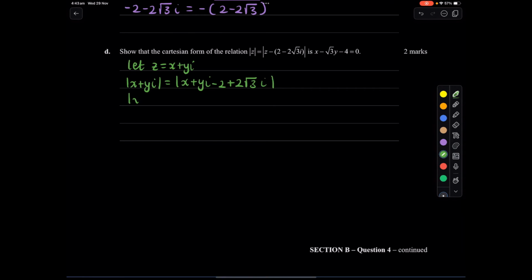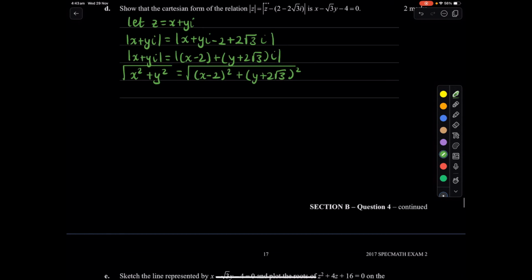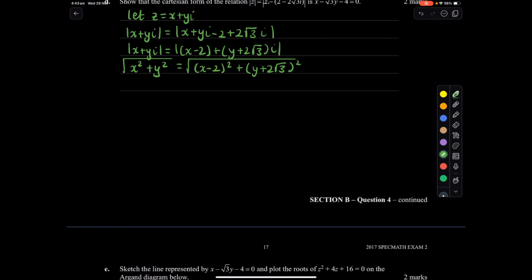And putting everything together, x plus yi, so x minus 2, y plus 2 root 3i. So it'll be the square root. That's not a nice square root. For this one, it'll be x squared plus y squared is equal to x minus 2 squared plus y plus 2 root 3 squared. Well, imagine squaring both sides. That square root just goes away, so it'll just become x squared plus y squared equals.